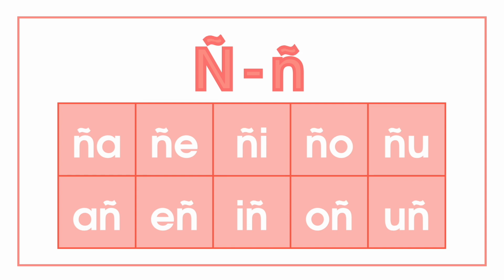The sound ñ in Spanish is similar to the direct syllable ni. It is produced by lifting and pressing the tongue against the center of the palate, and the syllables are read as follows: ña, ñe, ñi, ño, ñu. The inverse syllables follow the same pattern as the ch sound: añ, eñ, iñ, oñ, uñ.